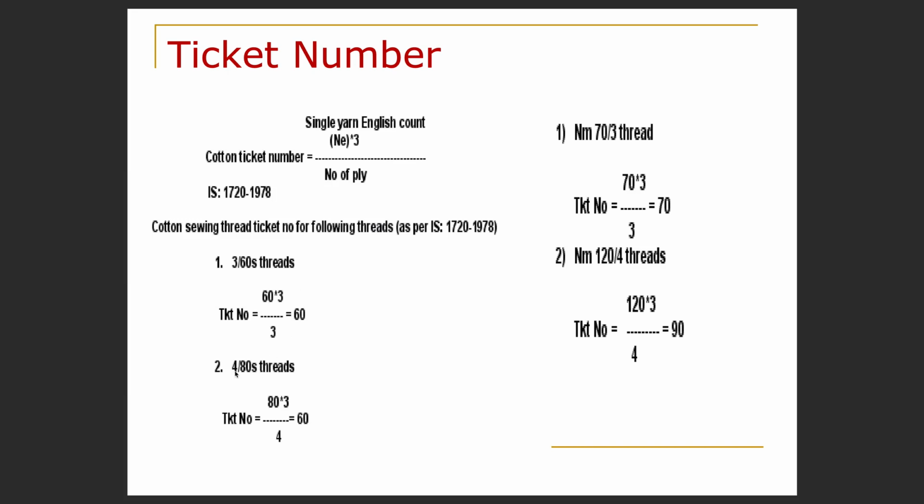Similarly, if we have a 4-plied sewing thread, where 4 represents the number of plies, it goes in the denominator as shown here to obtain the resultant count. So 80, which is the count here, divided by 4 and multiplied by 3, will give us the ticket number for that sewing thread. This ticket number is based on the indirect numbering system, that is, the higher the ticket number, the finer the sewing thread.